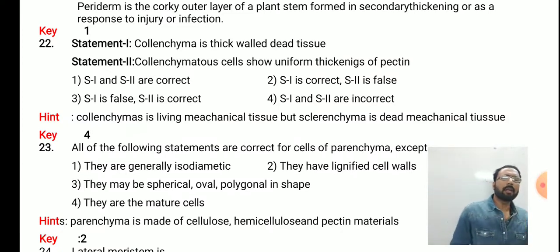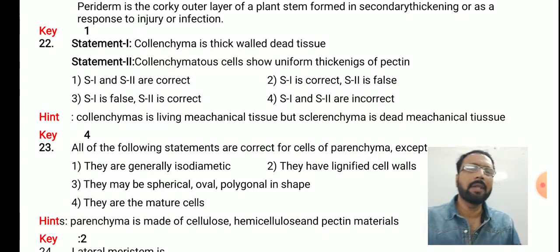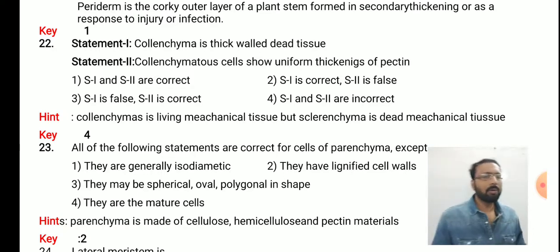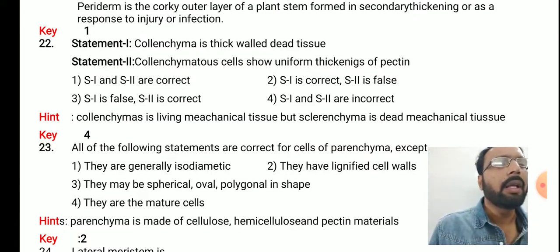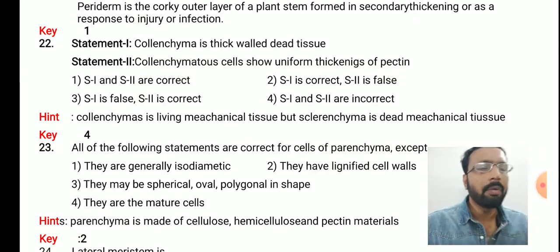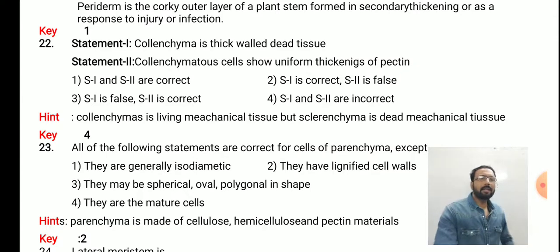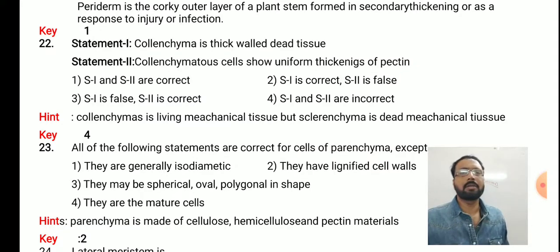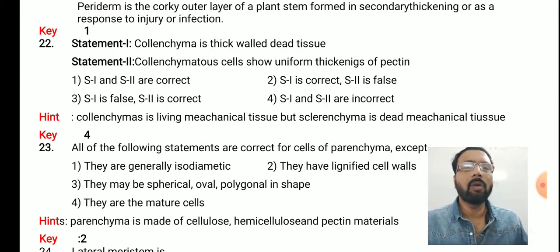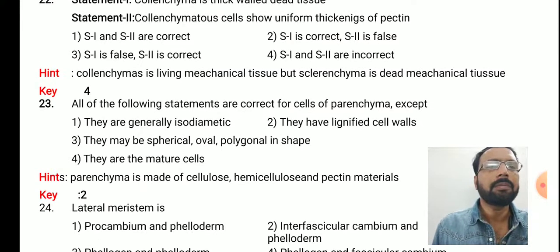Collenchyma is a living mechanical tissue. Sclerenchyma is a dead mechanical tissue. Collenchyma cells show thickening of pectin, mainly deposited in the cell corners. So the answer: collenchyma is a living mechanical tissue.